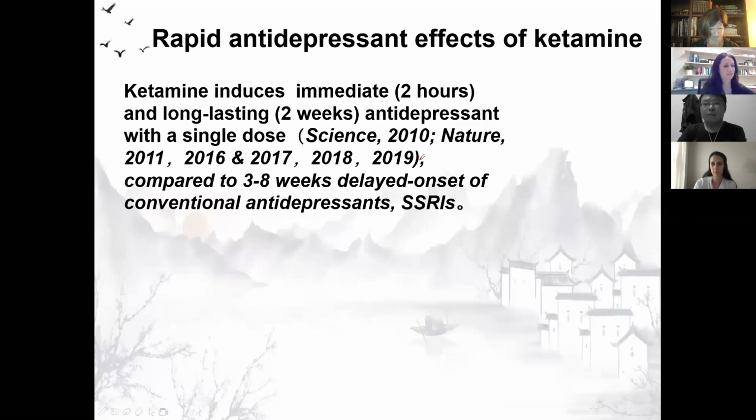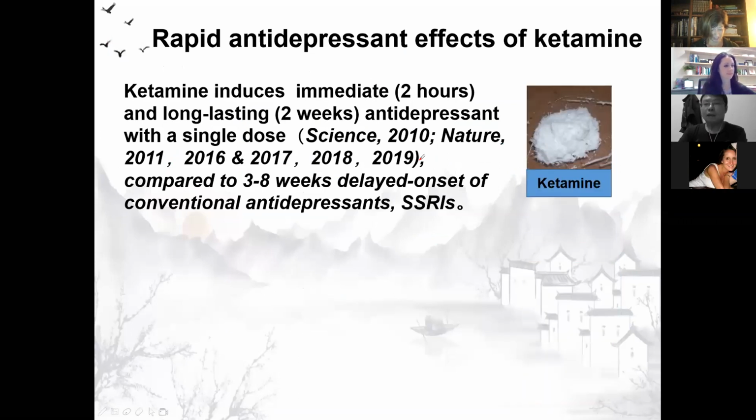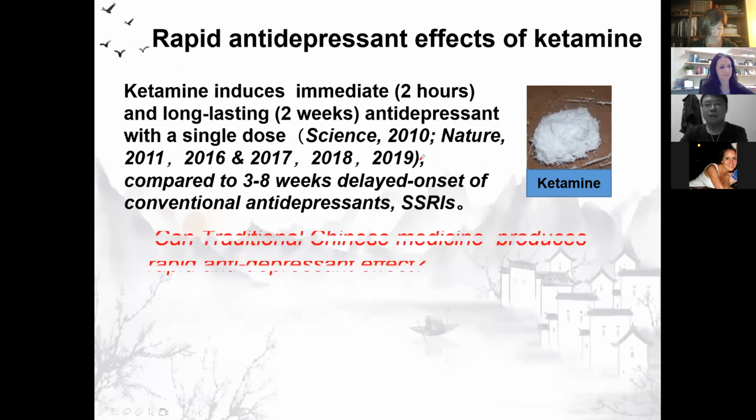An increasing number of studies found that ketamine produced rapid and long-lasting antidepressant-like effects both in patients and rodents, which depend on upregulating BDNF expression in brain regions. Based on this, can traditional Chinese medicine produce a rapid antidepressant effect?